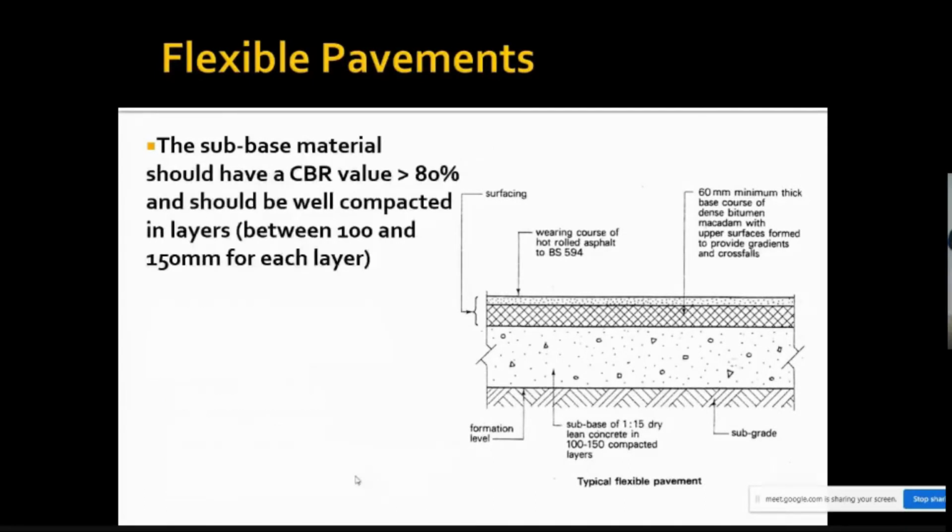Okay. Subbase materials should have a CBR value of more than 80% and should be well compacted in layers between 100 and 150 mm for each layer. So the surface I mentioned earlier is aggregate. Even though it's aggregate, you have to compact. Even though it's crusher run, you have to compact. Otherwise it will shift, it won't settle, it'll be loose because it's stones. So you compact, and it will settle in.